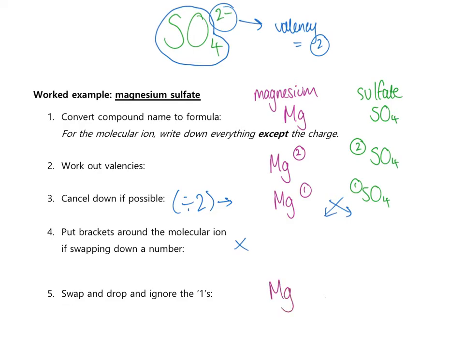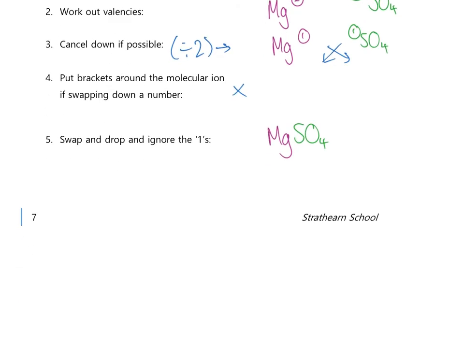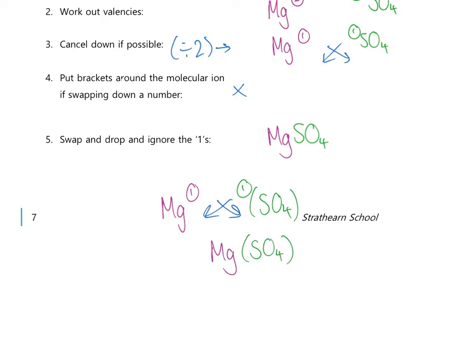And what we end up with is MgSO4. Remember to write that with no spaces in between it. So that's my final formula, and I don't need brackets in this because if we included brackets, we would end up with Mg1, SO4, 1, and we would swap and drop and ignore the ones because ones aren't included in formulas. So we would end up with Mg brackets SO4. There's no number after it, and therefore there's no need for the bracket if there's no numbers afterwards.